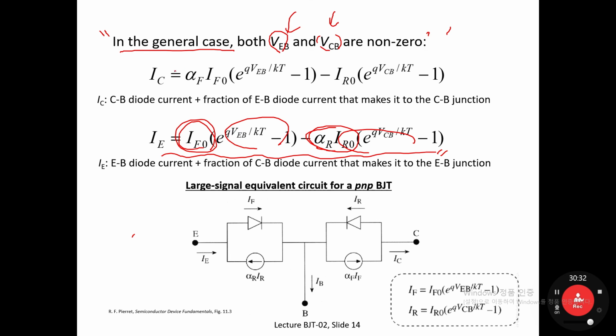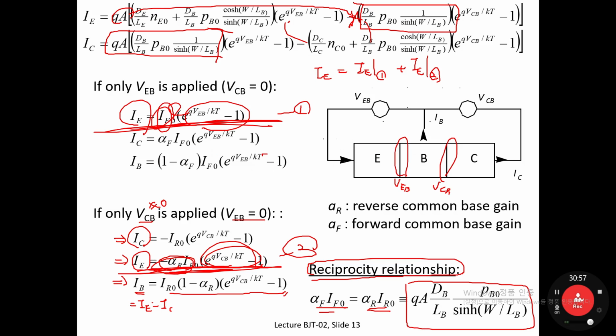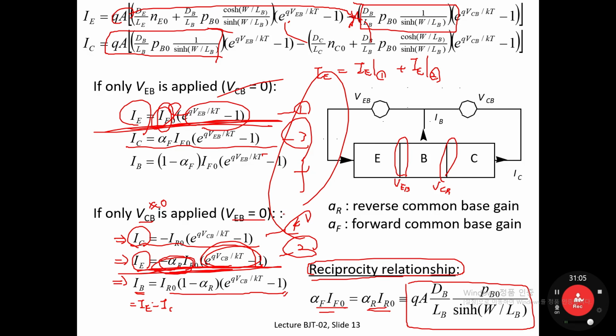Similarly, you can do the same for the collector current. That is IC when VCB is 0 but VEB is non-zero, plus another IC when VEB is 0 but VCB is non-zero. Going back to here, sum up number 3 and number 4, and you get the equation for the collector current in the general case.